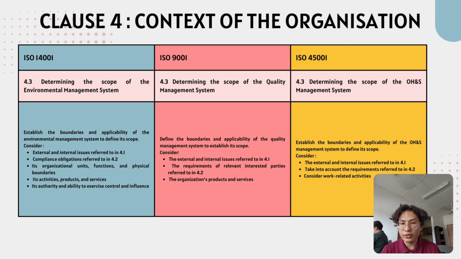As for ISO 45001, determining the scope of the occupational safety and health management system. Establish the boundaries and applicability of the occupational safety and health management system to define its scope. Consider the external and internal issues referred to in 4.1. Take into account the requirements referred to in 4.2 and consider work-related activities.